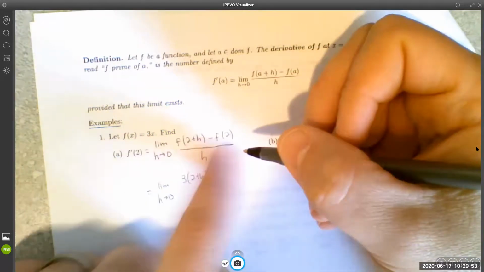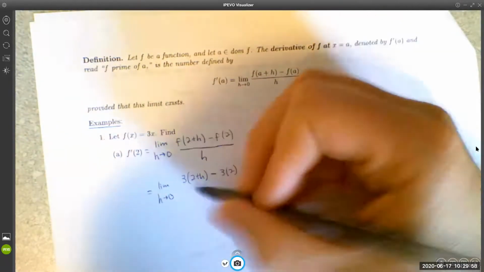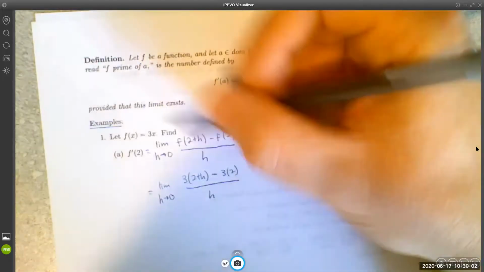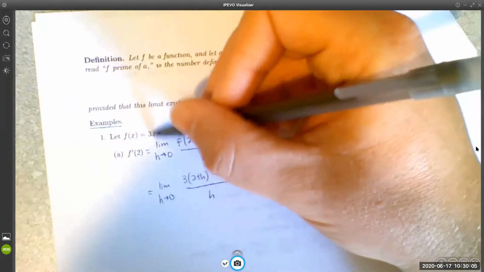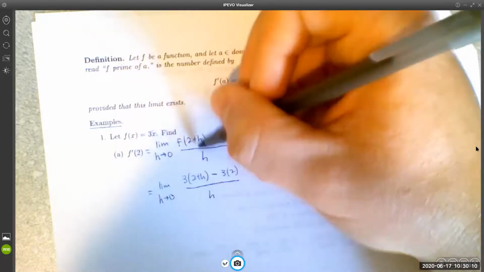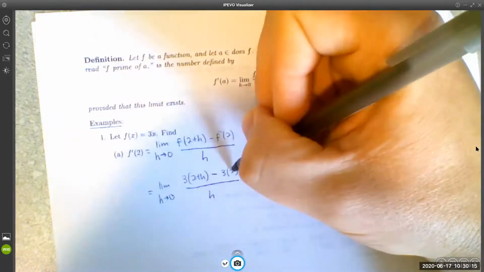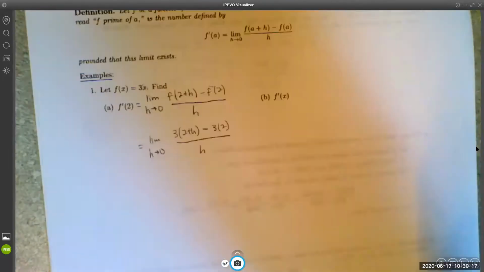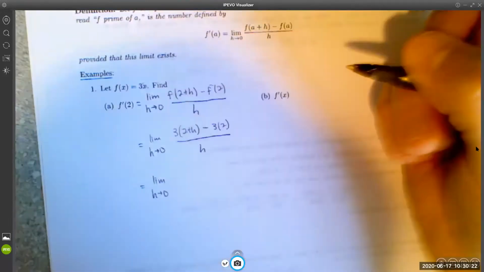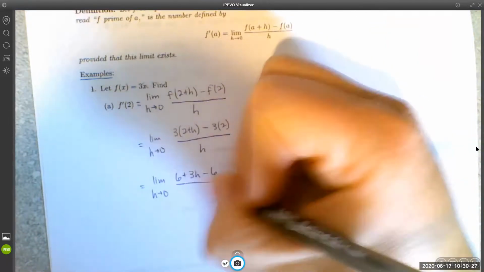F of 2 would be 3 times 2, all over h. So for f of 2 plus h, we just look at f of x, and everywhere we see an x, we replace it with 2 plus h. So instead of 3x, we have 3 times 2 plus h. For f of 2, we look at f of x, everywhere we see an x, we replace it with a 2. Okay, let's simplify. Limit as h approaches 0 of 6 plus 3h minus 6 over h.